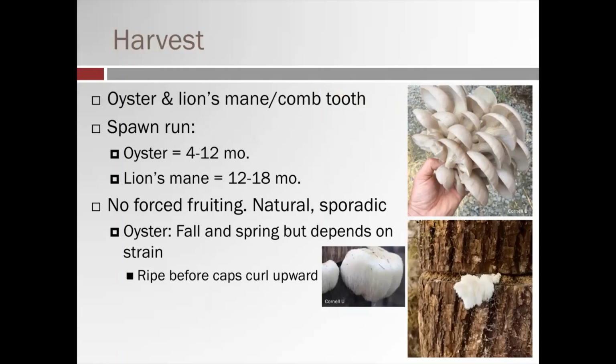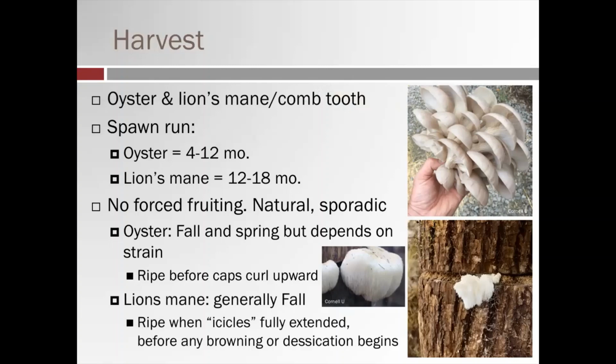Oysters typically produce in the fall and the spring, but it does depend on the strain. And again, they're ripe before the caps curl upward, similar to the shiitake. For lion's mane, they generally produce in the fall, and they're generally considered ripe when what they call icicles are fully extended and before any browning or any desiccation starts to occur. You can see a little bit of browning has just started on this one right here, and that means it's about time that it gets harvested and not any later.